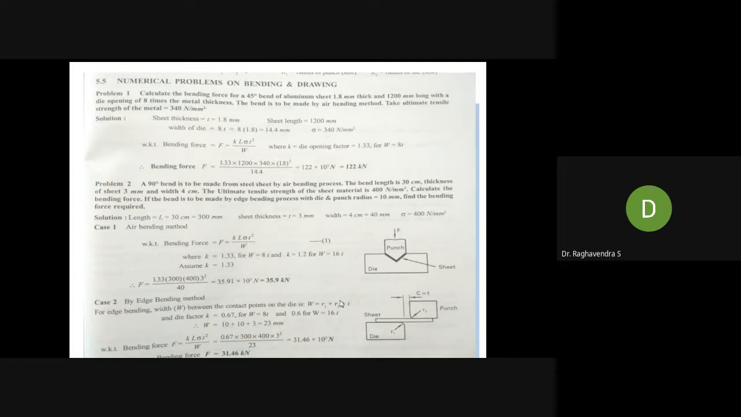So this is about the numericals on bending. Any questions from your side? You can raise.